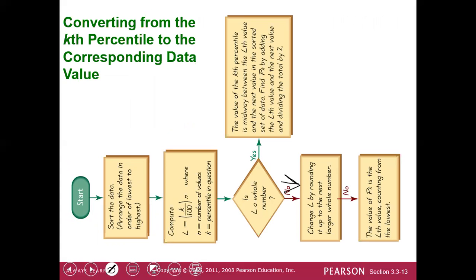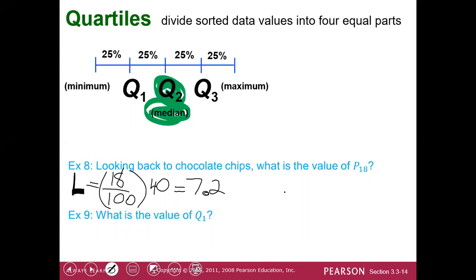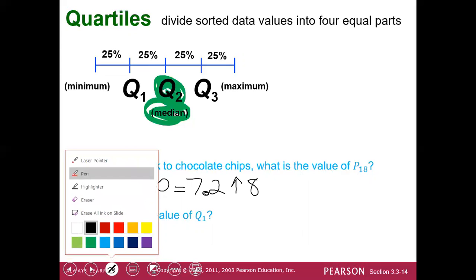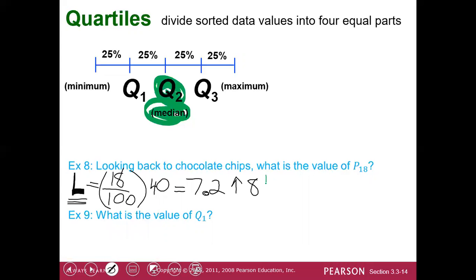Change L by rounding it up. Always round up. Don't round to the nearest, round up. So I'm going to round this up to 8. What L is giving me, L is the location of percentile 18. It is not the answer to the problem yet, but it's the location of it. So it's basically saying, go to the 8th value in your data set. It's the location of it.